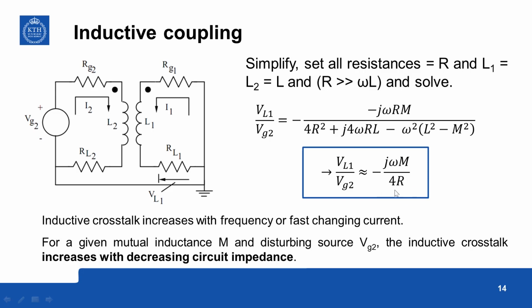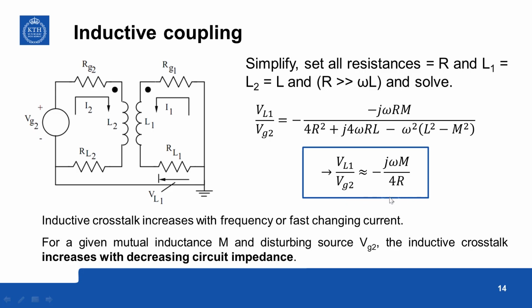What does it signify? It signifies that as R is increasing, this transfer function is reduced. If R is low, this is increased. That is, the inductive coupling is more dominant in low impedance circuits. Magnetic field coupling is more conducive in low impedance circuits where you have the possibility of driving larger currents.